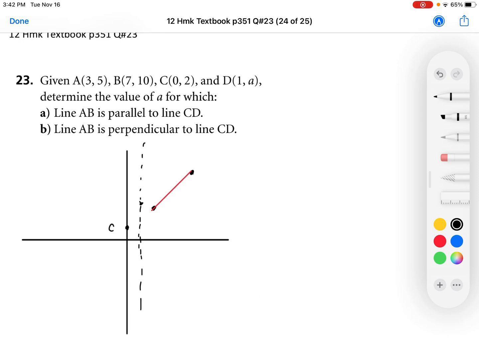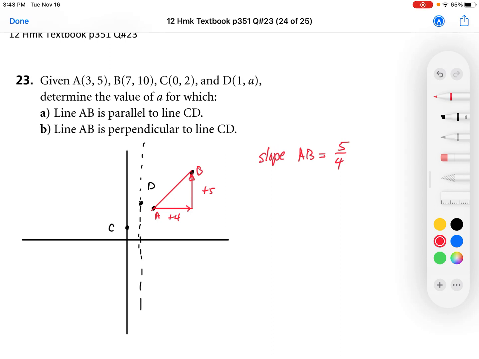So here's our C. We need to put some D somewhere around here, and we want the lines to be parallel. We want the slopes to be equal. So we need to first find the slope of AB. There's our A and B. The slope of AB is going to be the rise over the run. The rise between A and B is going to be plus 5 in this direction, and plus 4 in this direction. So we have 5 over 4 as the slope of AB.